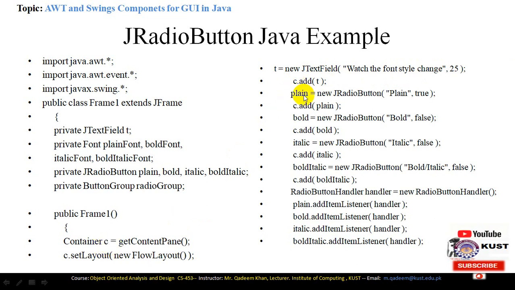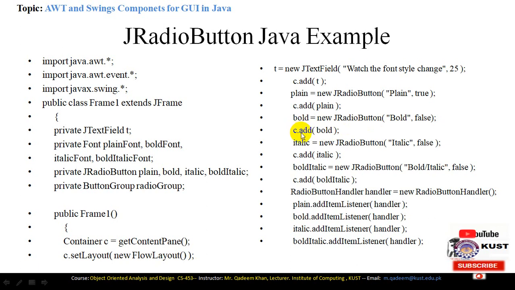Container is defined here. Now plain = new JRadioButton("Plain", true). Here we will define all the radio buttons. Here we have just declared different buttons, for example plain button, bold, italic, bold italic, and similarly these are different sorts of JRadioButtons. So plain = new JRadioButton("Plain", true). c.add(plain). bold = new JRadioButton("Bold", false).